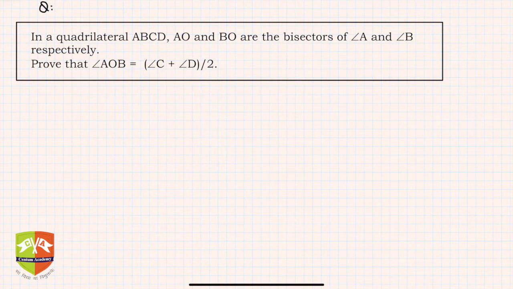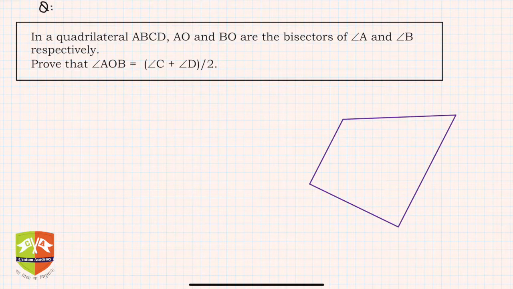In this question, it's been given that there is a quadrilateral ABCD. AO and BO are the bisectors of angle A and B. So before doing anything, let's first draw a quadrilateral. So let's say this is a quadrilateral. Okay. And let me name it as A, B, C, D. ABCD is a quadrilateral. AO and BO are the bisectors of angle A and B.